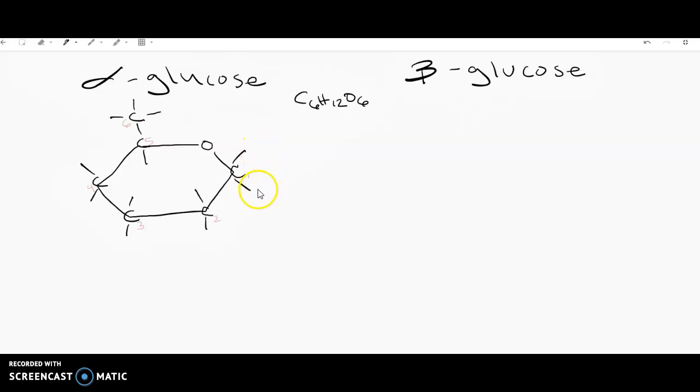For alpha glucose, at our carbon 1, the hydroxyl group is going to stick down. And so this is a representation of the 3-dimensional form of glucose. So all of these lines going up stick up in the air, all of the lines going down stick down into the floor, and this is kind of parallel to the floor and the ceiling for the circle there.